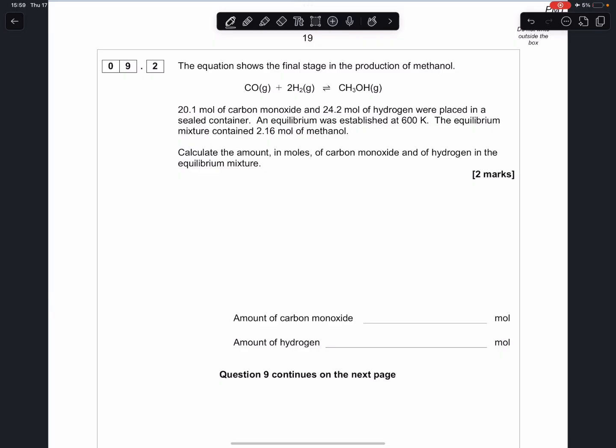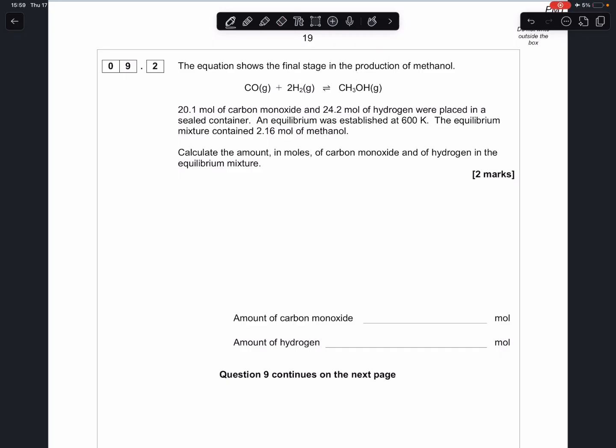The equation shows the final stage in the production of methanol. So we've got our carbon monoxide gas, our hydrogen gas, and our methanol. And I think it's important to just highlight the fact that this is a 1:2:1 ratio because of our molar coefficients, our stoichiometry.